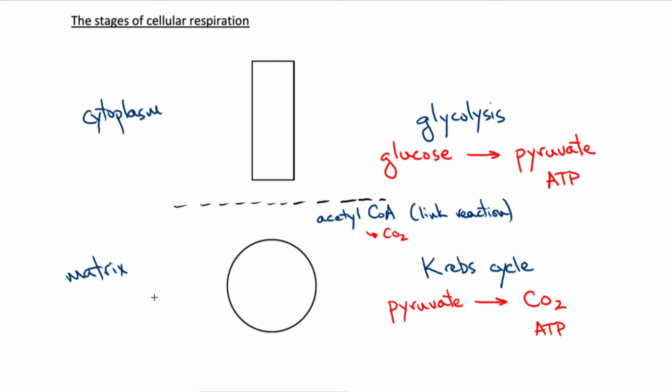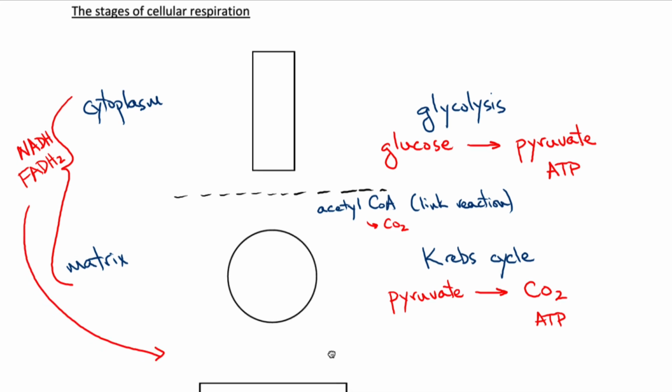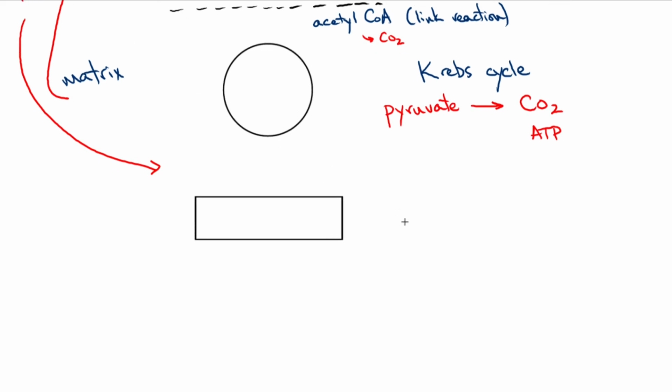Now, these two steps are also generating something that I haven't yet indicated, and that's some high energy electron carriers, which are called NADH and FADH2. Both NADH and FADH2 are being made in the Krebs cycle, and NADH is being made in glycolysis as well. And they are then going to travel to the next step. The next step in cellular respiration is called the electron transport chain. And the electron transport chain, as I mentioned just previously, is located on the inner mitochondrial membrane.